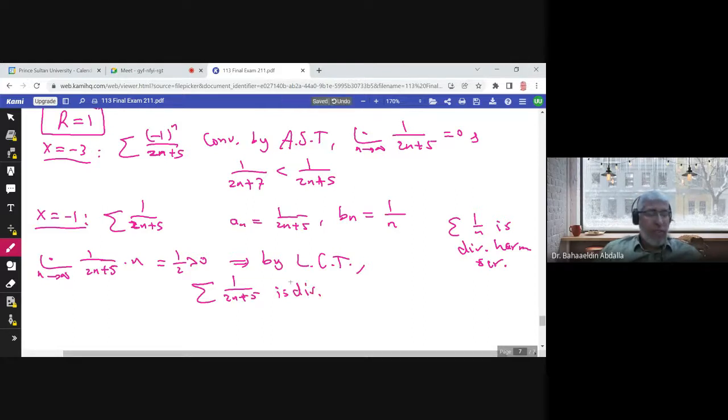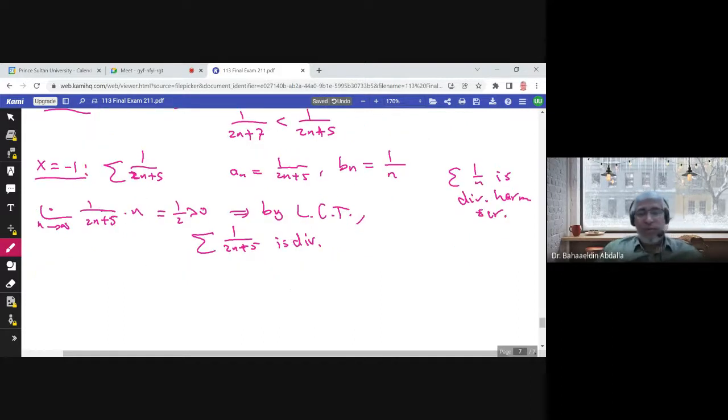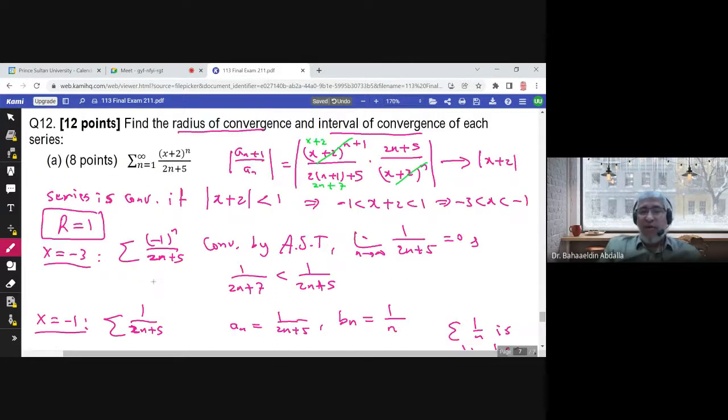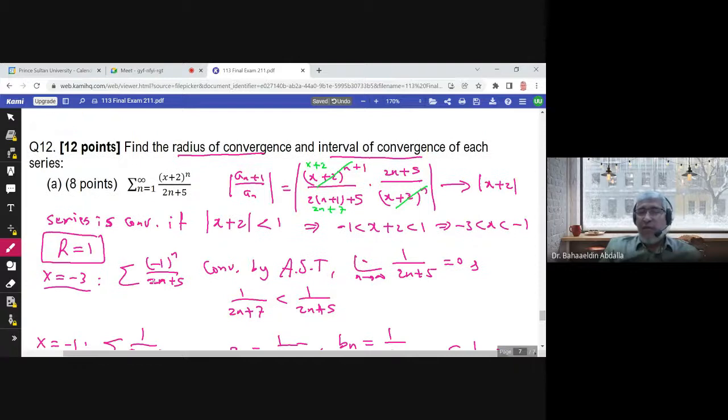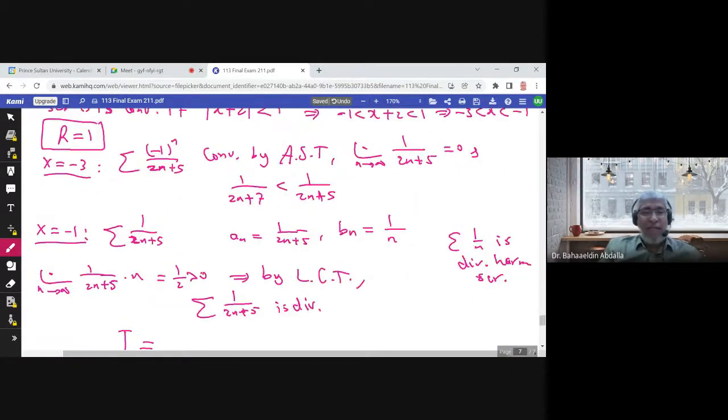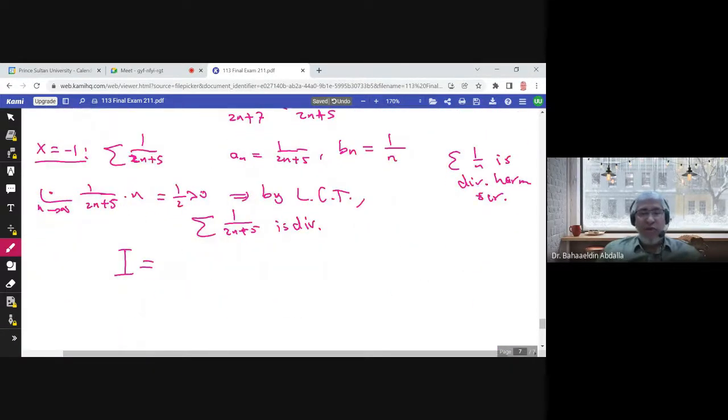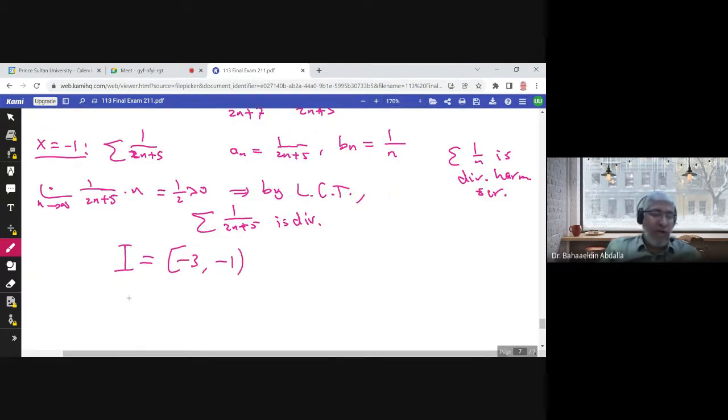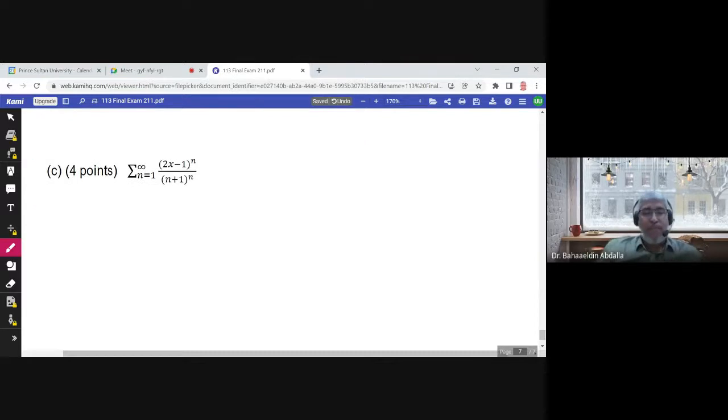So it is divergent, and then we can write the interval of convergence, -3 to -1. At -3, the series is convergent, so I close it at -3, but at -1, I leave it open.